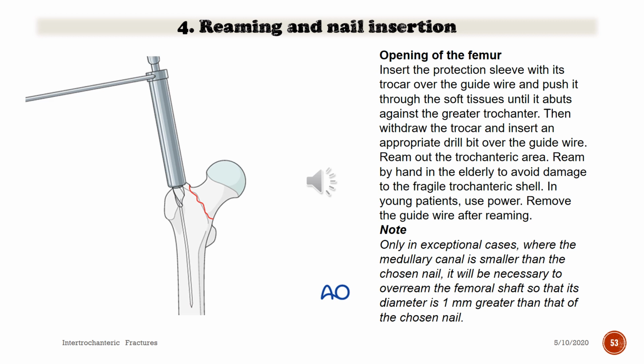Note, only in exceptional cases where the medullary canal is smaller than the chosen nail, it will be necessary to over-ream the femoral shaft so that its diameter is 1 mm greater than that of the chosen nail.